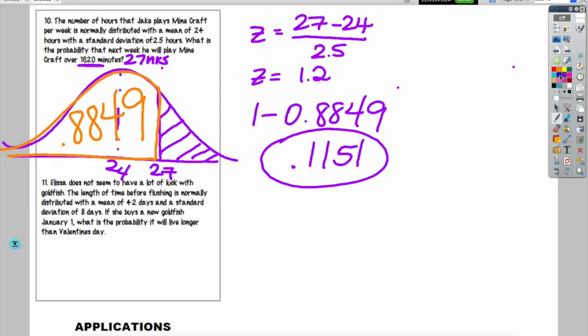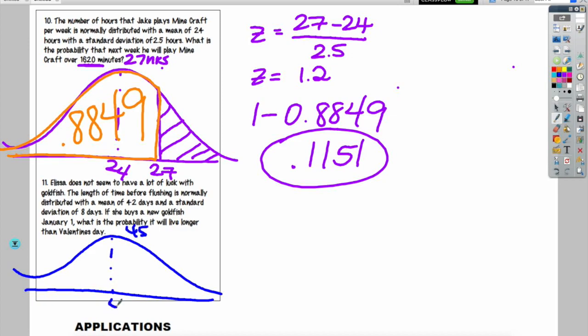Alyssa doesn't seem to have very good luck with goldfish. The length of time before flushing is normally distributed with a mean of 42 days and a standard deviation of 8. She buys a new goldfish on January 1st. What is the probability that it will live longer than Valentine's Day? From January 1st to Valentine's Day is how many days? It's 45 days. So if the mean is 42, 45 is going to be to the right of this, and we're looking to see if they live longer than Valentine's Day, which means, am I shading to the left or to the right? To the right, because longer will be more than that.